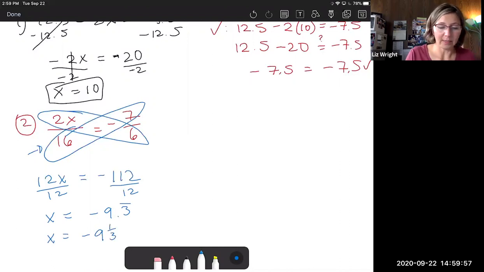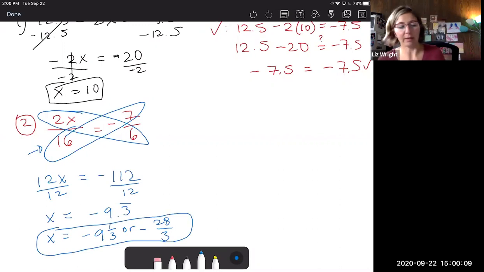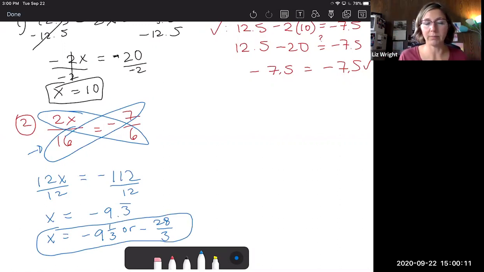Or you can leave it as an improper fraction, and then when you're changing that into an improper fraction, it'd be negative 28 over 3. So those are going to be your answers there. So make sure you're leaving it as a fraction, whether it's mixed or improper. Okay, so then what I want you to do, this check is a little bit messier, but you still need to do it.